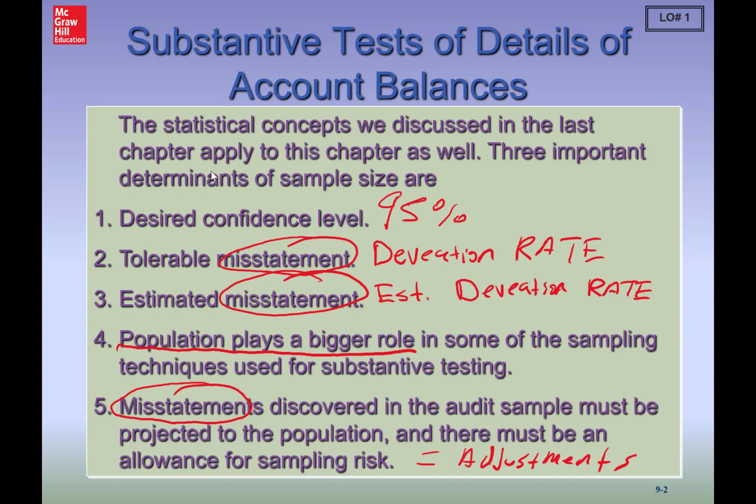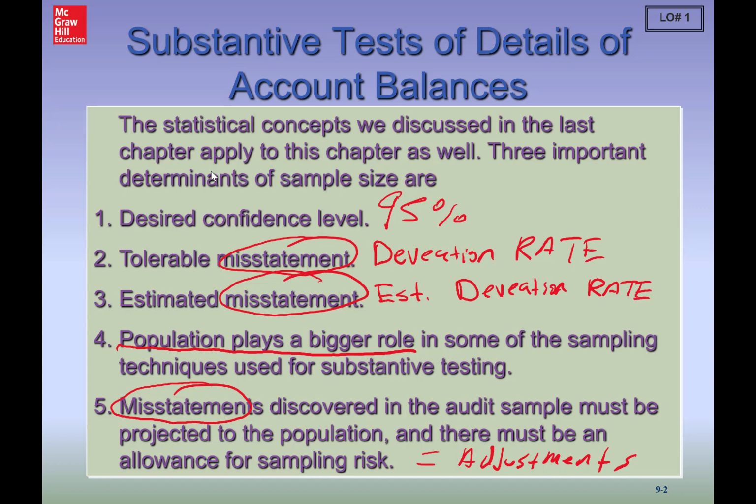So a 95% confidence level translates into a 5% risk of incorrect acceptance, and then we talk about incorrect acceptance versus incorrect rejection. We put all of our numbers around the risk of incorrect acceptance, since that would be audit failure, right? If you incorrectly accept, that's an audit failure. Okay, so we'd have that.